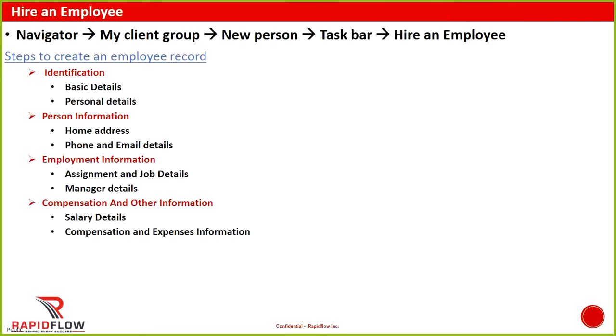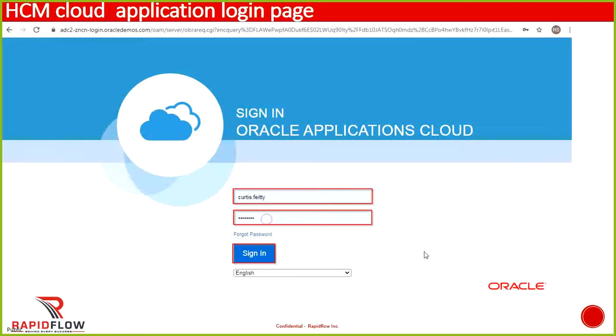We can capture employee information in the below mentioned way. We can capture identification information, like basic details of an employee, and personal details. We can capture person information like home address and phone and email of an employee. We can capture employment information like assignment and job and other information. We can capture compensation information like salary details and compensation and other expense information.